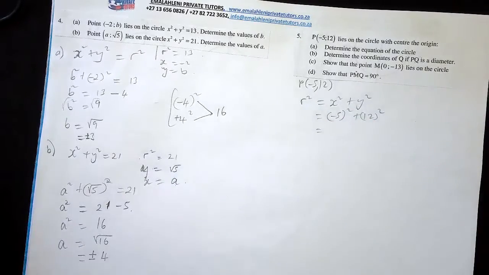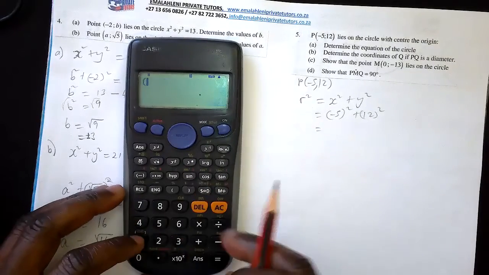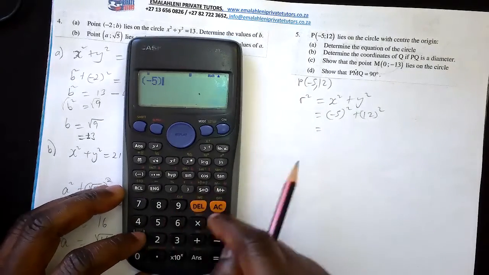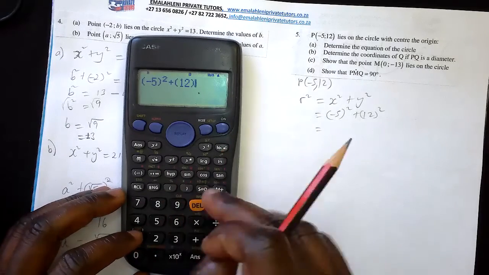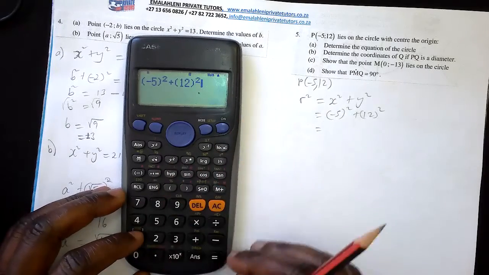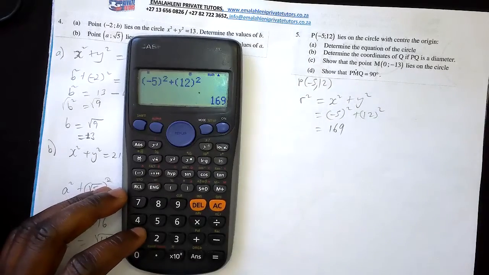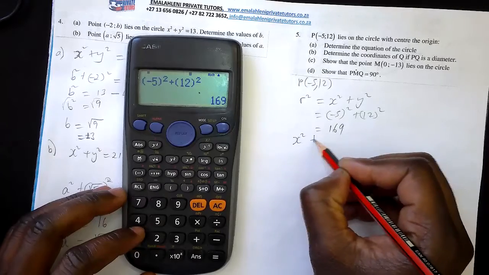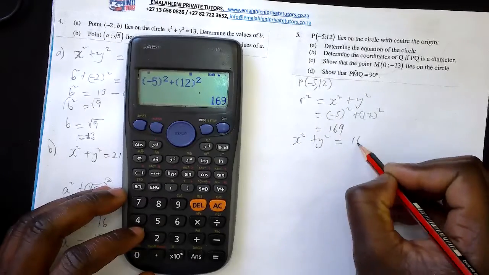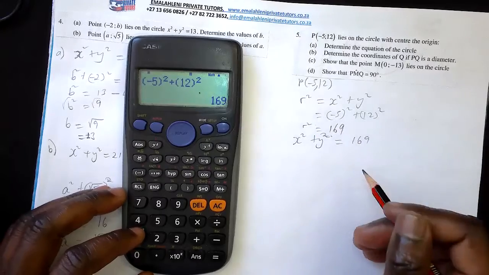What do we get here? Let's punch our calculator. It's going to be (-5) squared plus 12 squared. What do we get? We get 169. Okay, now what do we know now? We have 169. We're going to say now the equation of the circle is x squared plus y squared is equal to 169. That's our first answer there.